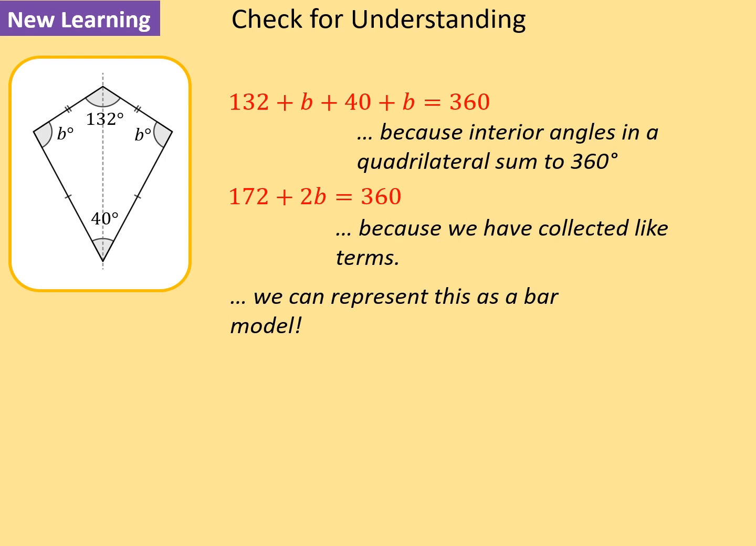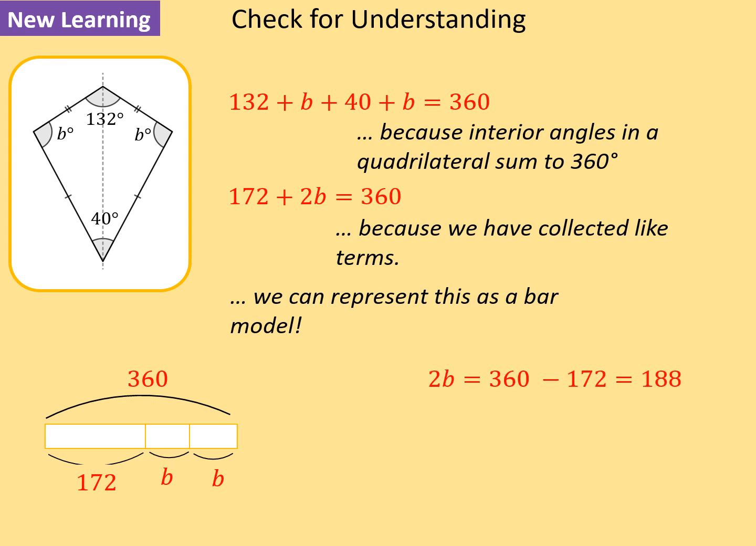We can represent this as a bar model as well. So, again, a whole bar will represent 360. We know that we have 172 as a part of this bar model, and we have got 2 parts, and each of those 2 parts is worth B. So now we have got the complete bar model, and we can visualise the addition. So now we can say that 2B equals 360 take away 172, which is equal to 188.